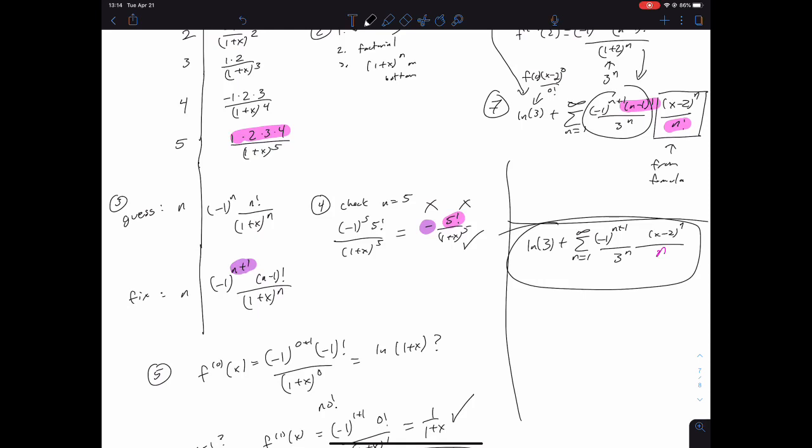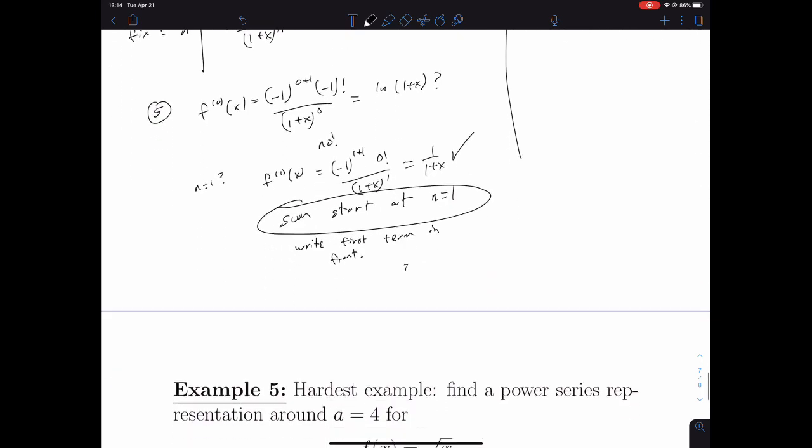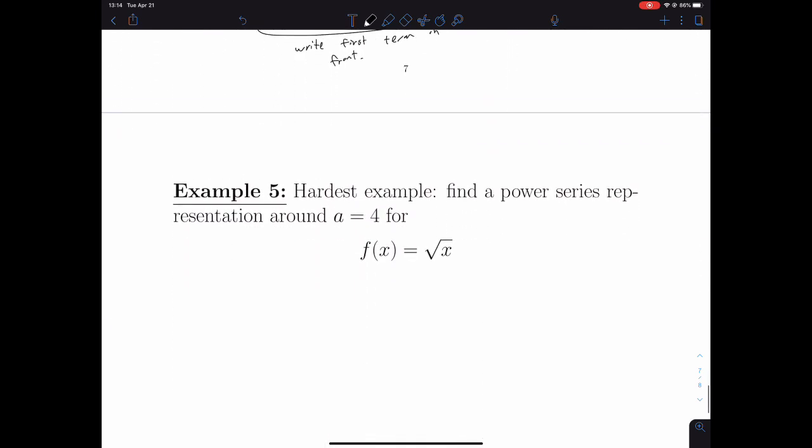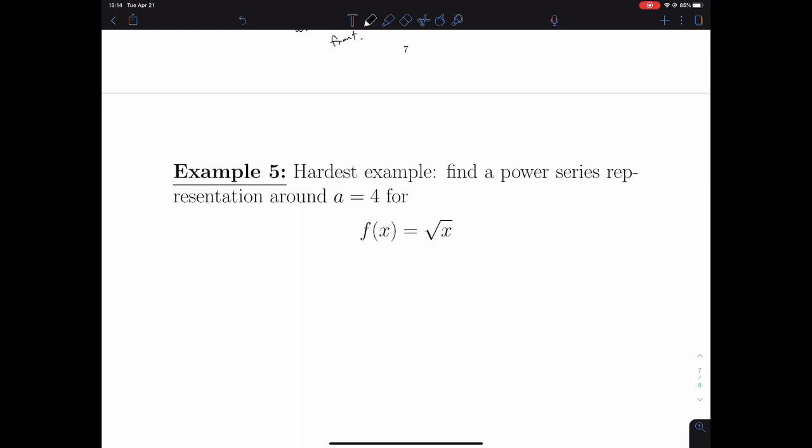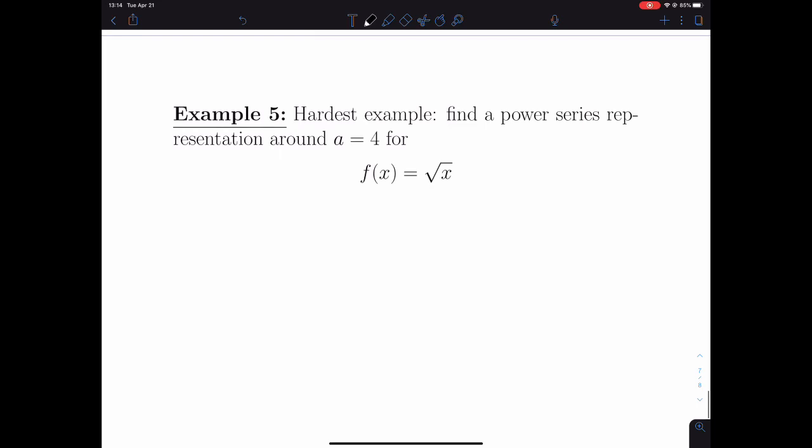Okay, now I'm going to do one more example. This is by far the hardest example, so buckle up. Okay, so we want a power series representation around a equals 4 for square root of x. Here we go. Let's do it. Everybody excited? The hard thing here is just the pattern is going to be a little bit less pleasant than what we've been doing before. So here, instead of writing this as square root of x, I'll write this as x to the 1/2.